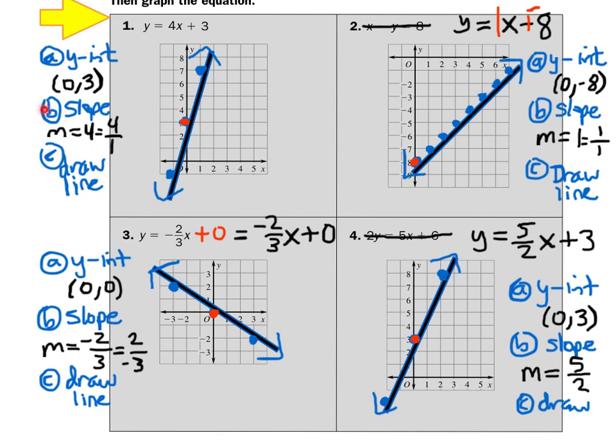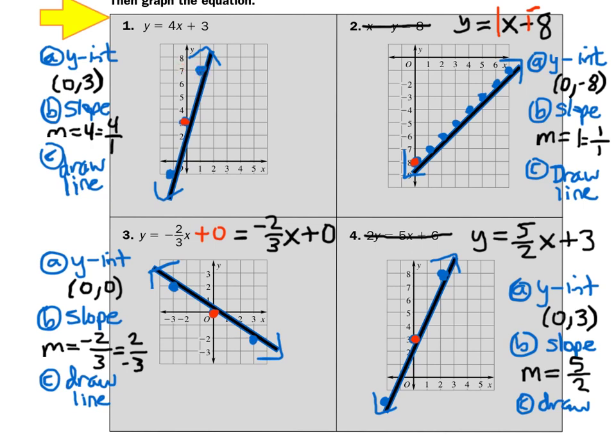Then the second thing I do is find the slope. The slope is always that number touching the x, in front of the x. So I see the slope is 4, and I'm going to write it like a fraction, 4 over 1. That means I rise 4 and I run 1. So starting at the y-intercept, at this red dot, rise 4. I go 1, 2, 3, 4 up, and then run 1 and put a dot.